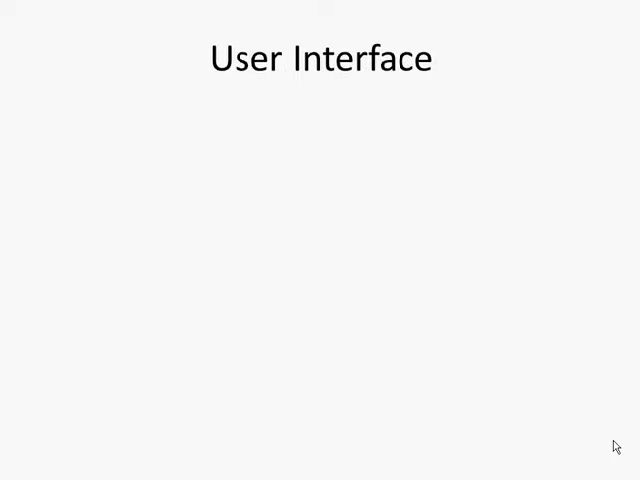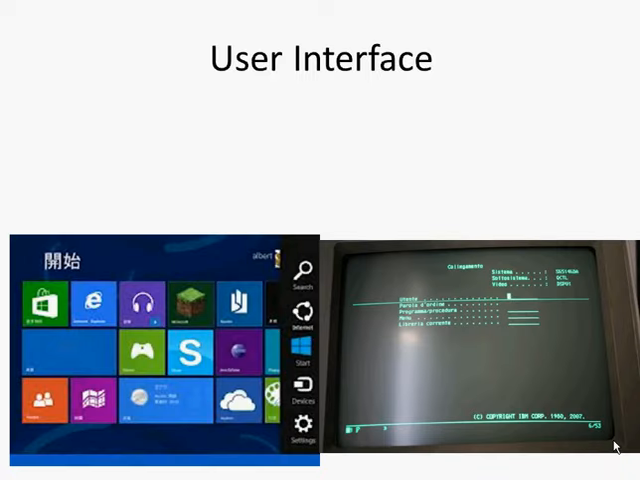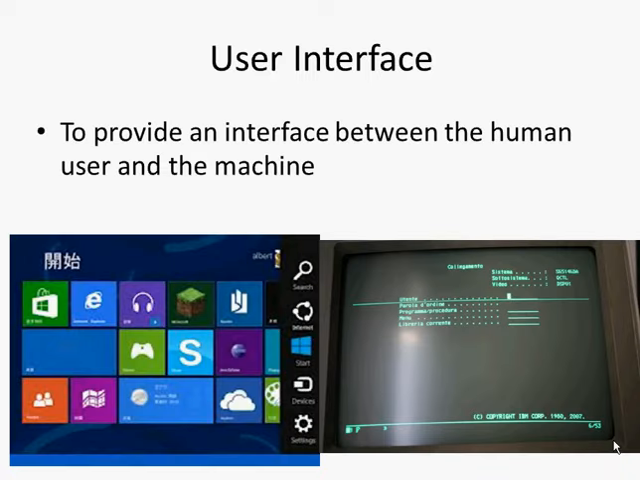The user interface. Well, we've seen some examples, and there's some further down, 2 very different examples. But either of those are there to provide an interface between the human user and the machine. If the human has no way of using the computer, what possible use could it be to us?